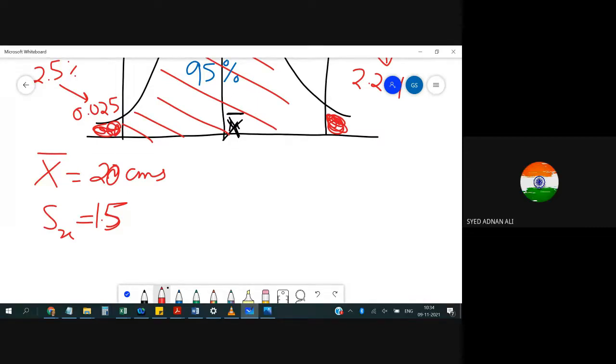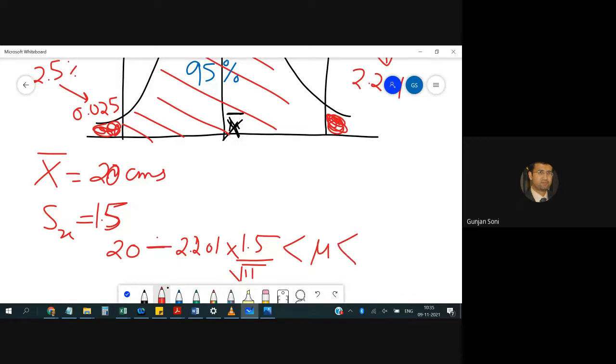$1.047. 1.047. What? Lower limit? Yeah. How will that come? 20 minus t value is 2.201 multiplied by s is 1.5 divided by root n is 11. Mu. 20 plus 2.201 multiplied with 1.5 divided by root 11. Root 12, not 11, root 12.